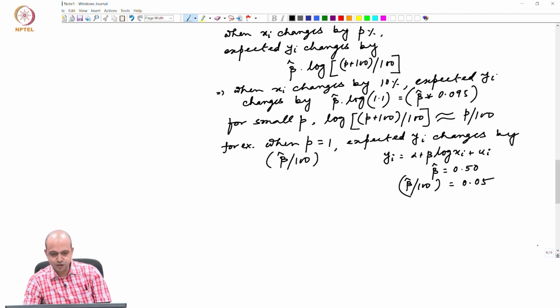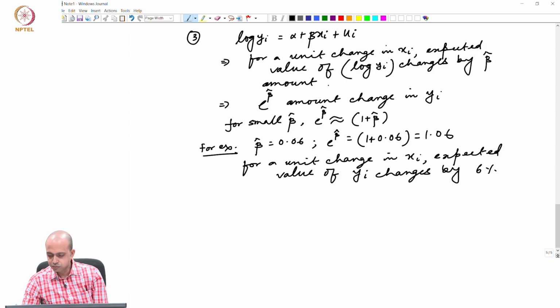Previously, look at the difference. Here, when your x is log, for a 1% change in xi, yi changes by beta hat divided by 100. So, this is percent, this is unit, this is just the opposite. For a unit change in xi, y changes by 6% if your beta hat equals 0.06. This is the third model.